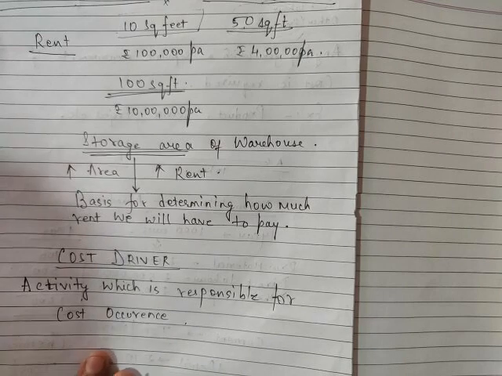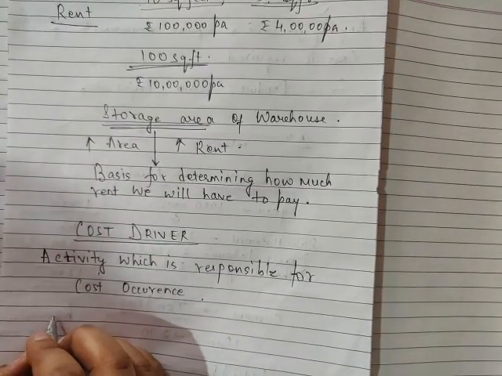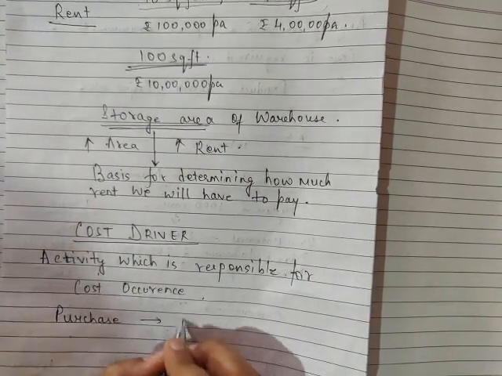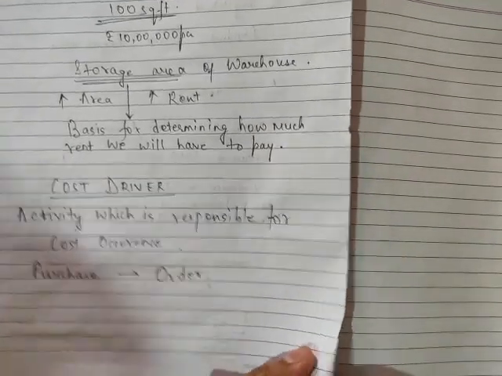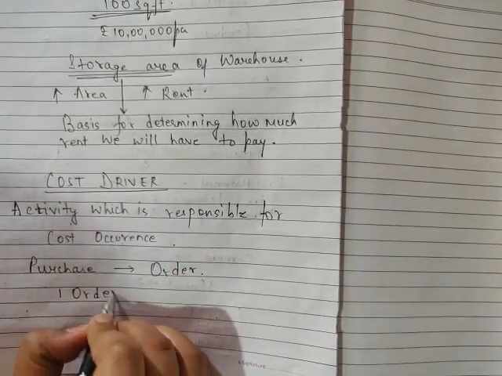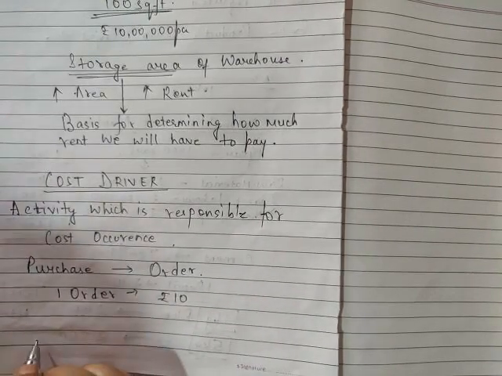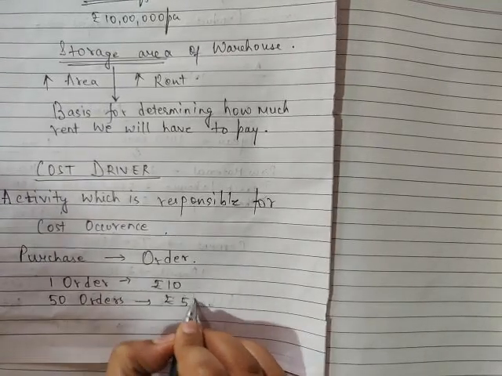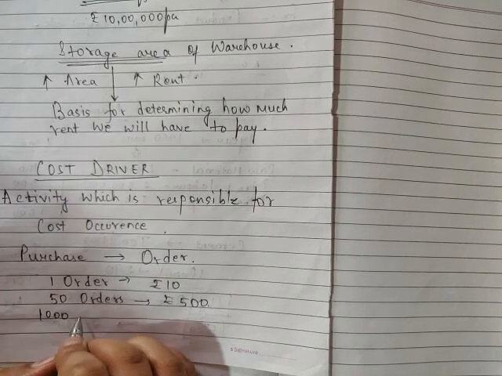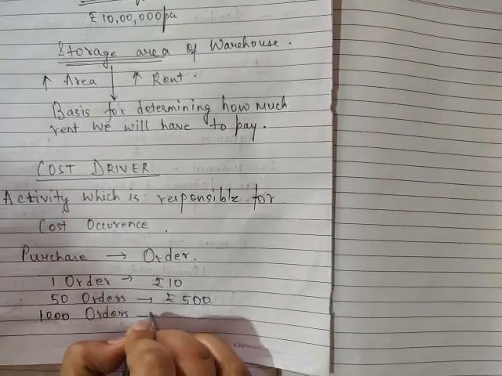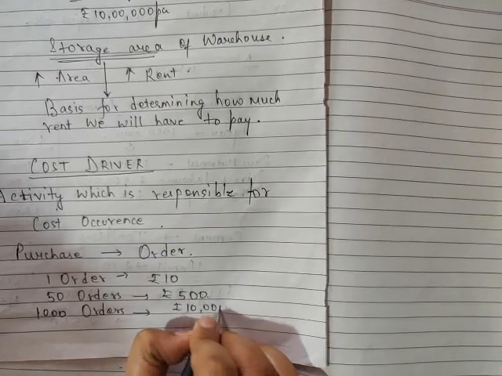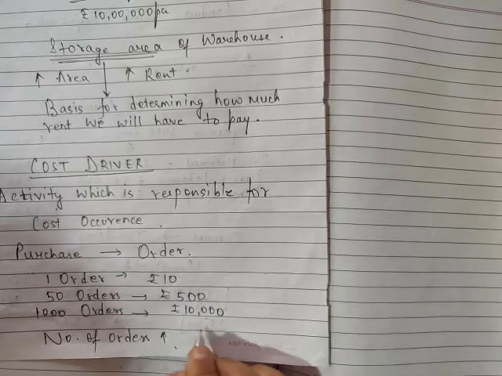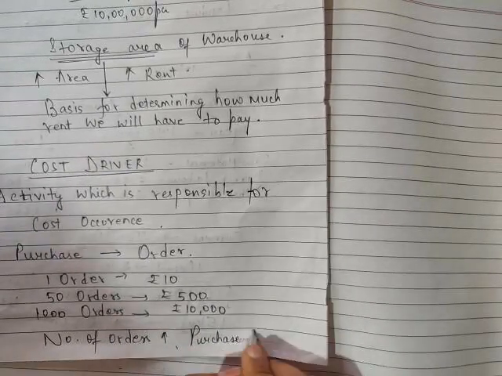Suppose, let's say purchases. So for the activity of purchase, you have to place an order. So say the ordering cost for one order is rupees 10. Now, if we place 50 orders, we'll have to incur 500 cost. If we place 1000 orders, the cost will be 10,000. So as the number of orders increase, the purchase cost also increase.